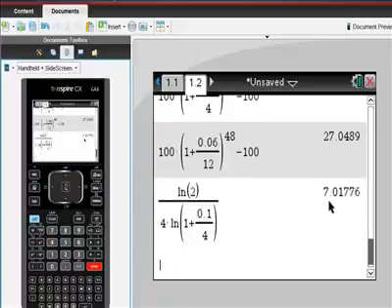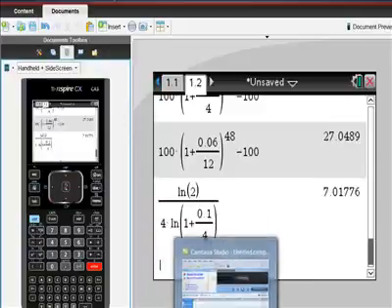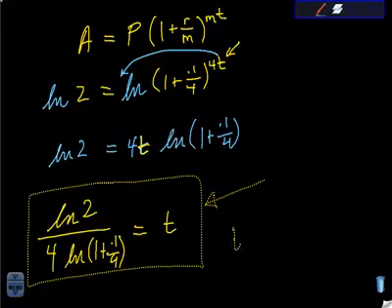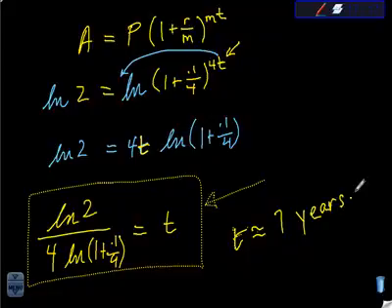And the answer is 7. So the answer here is t is about equal to 7 years. Now, I don't know what your professor wants, if he or she wants you to be more specific, but for me, this would be a good answer. t is approximately 7 years. That is to say, it will take 7 years to double your money at 10% compounded quarterly.